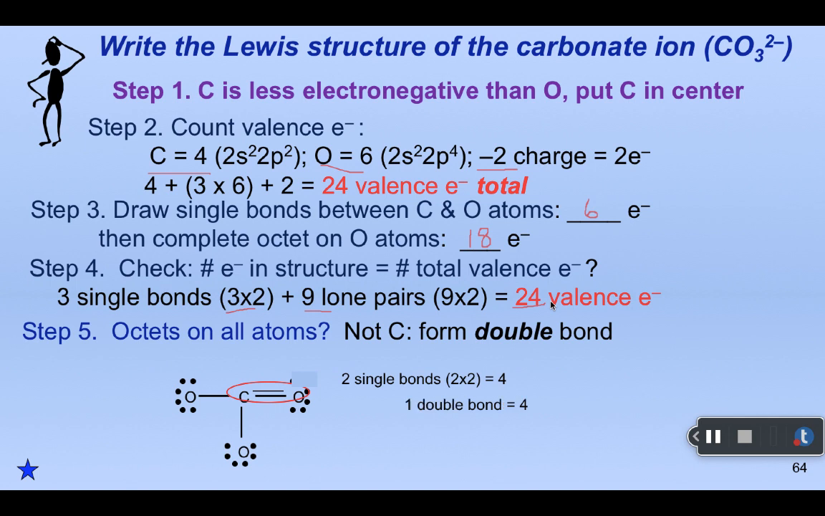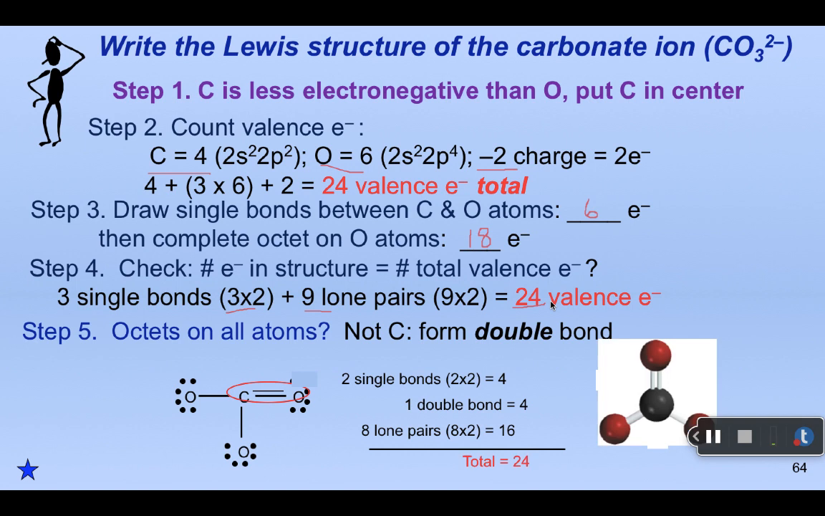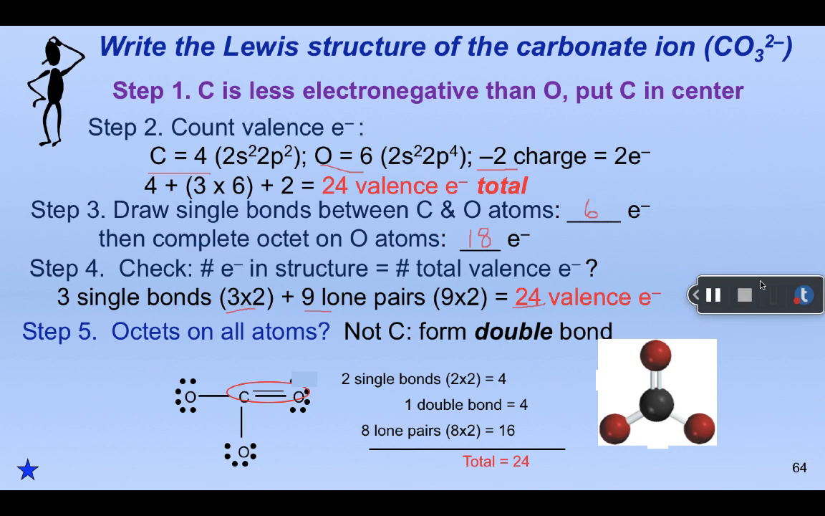So 2 single bonds makes a total of 4, 1 double bond is 4, and a bunch of lone pairs. Altogether, we still get 24 electrons, and the structure is represented with this ball and stick diagram on the right. We'll talk more about those before this chapter is done.